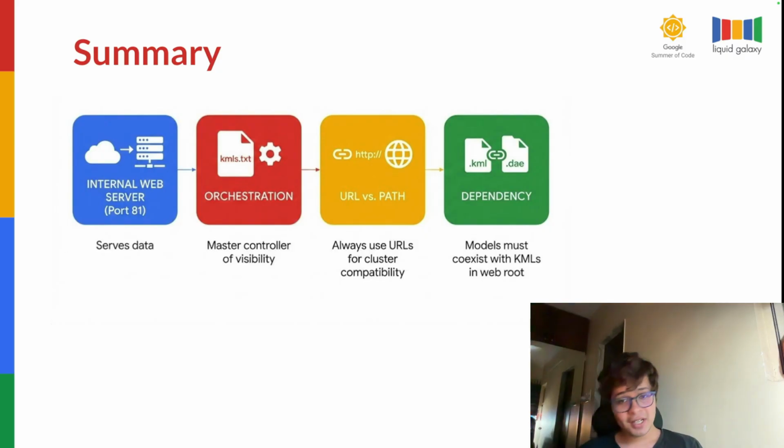So to summarize all that we have learned today, Liquid Galaxy loads visualizations through an internal web server, while kmls.txt acts as the orchestration layer, telling Google Earth what to display and what not to. Now, KML files reference assets using URLs instead of the orthodox local paths, and 3D models must exist alongside the KML in the web directory for everything to be rendered smoothly and correctly.